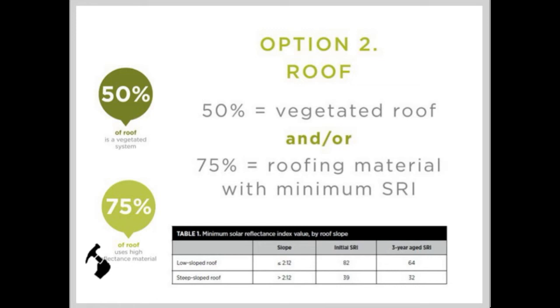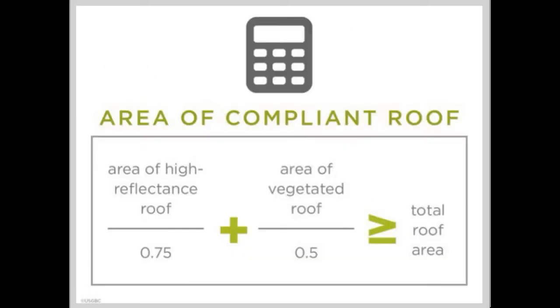Now let's take a look at the Option 2 requirements. Projects may use roofing materials with either an SRI equal to or greater than the values in Table 1 for a minimum of 75% of the roof area, or a vegetated roof for a minimum of 50% of the roof area, or both. If using both high reflectance and vegetated roof surfaces, meet the following criterion using the formula shown here. Please memorize this formula, as questions may appear based on the formula.